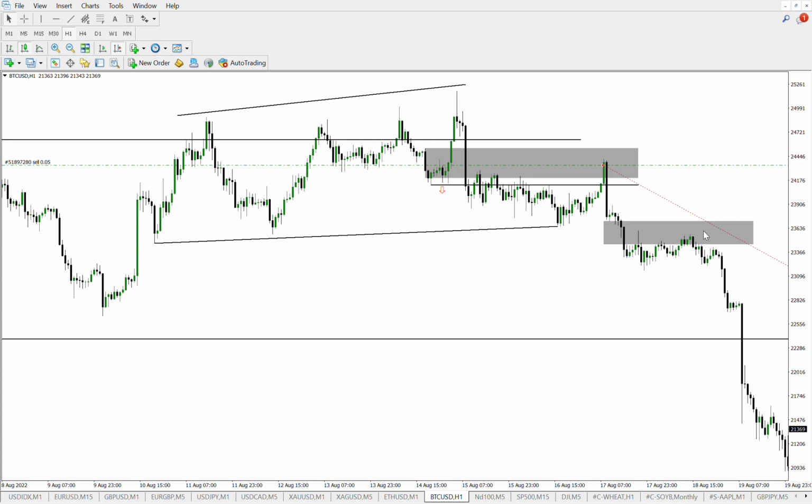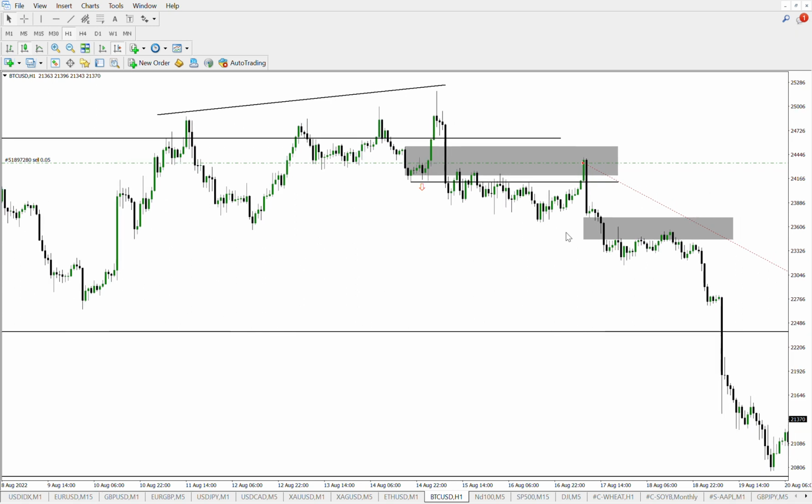But as we can see, no matter what PD array you use, it's all personal preference. The 2022 model is not set in stone. You can use breakers, you can use order blocks, you can use really whatever you want, whatever suits your personality the best. So don't think that that model is strictly for the fair value gap.